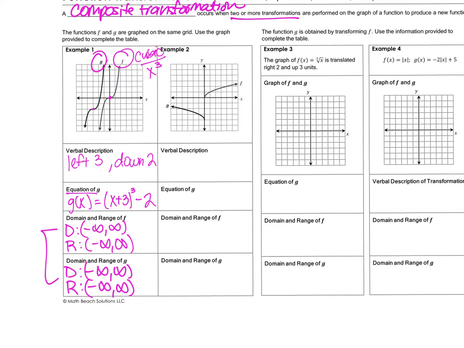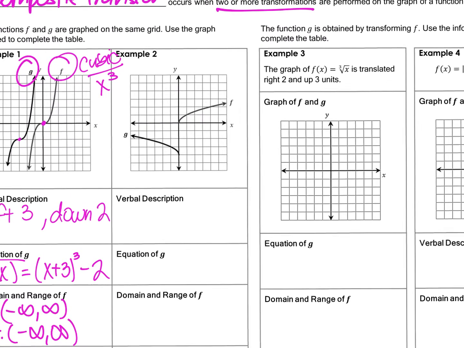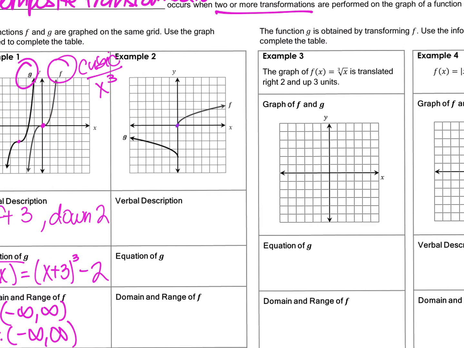All right, let's take a look at another example. So example 2, look at f, that's the parent function. This is square root, so that's square root of x. And then notice that it went down 1, 2, 3, 4. And then also notice that it's going the opposite direction, which means it has been reflected over the y-axis.